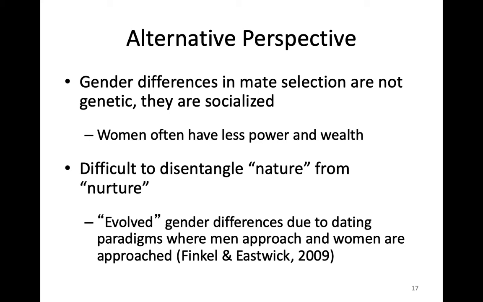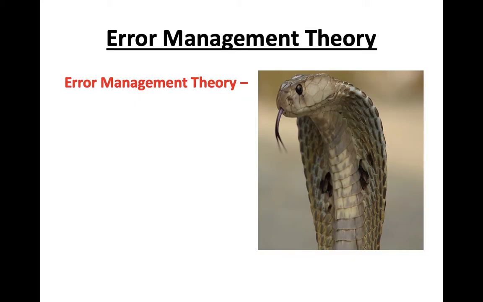These evolved gender differences might just be due to dating paradigms as well, where men approach and women are approached. So part of the reason why we see gender differences in mate selection may have nothing to do with evolutionary psychology, and it's all about socialization. So that's important to keep in mind.